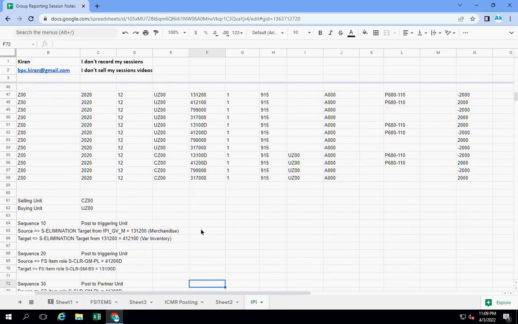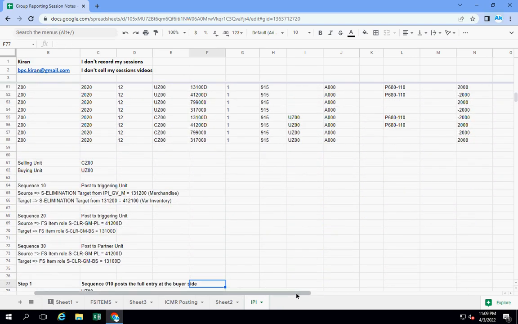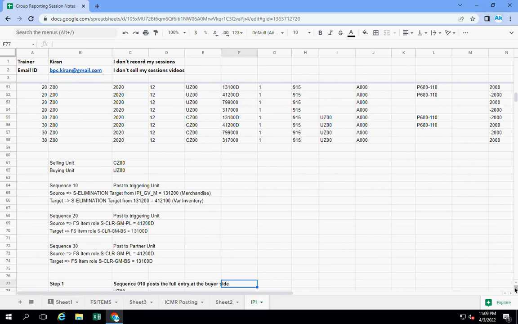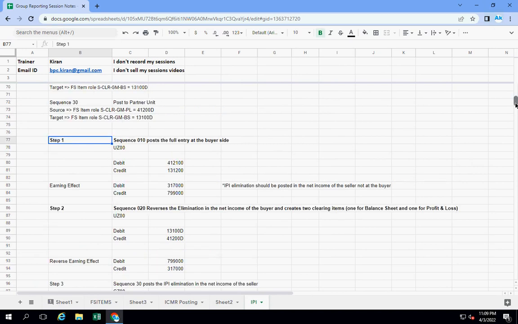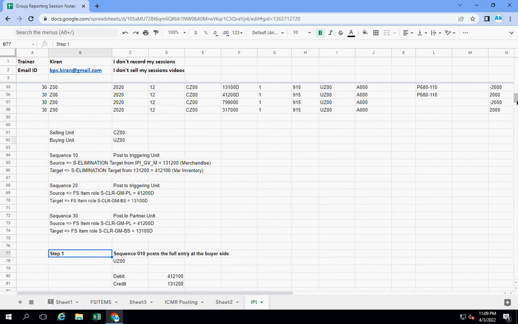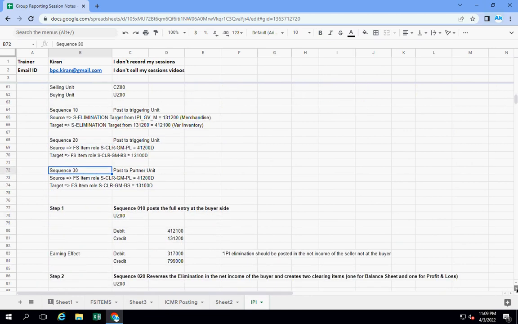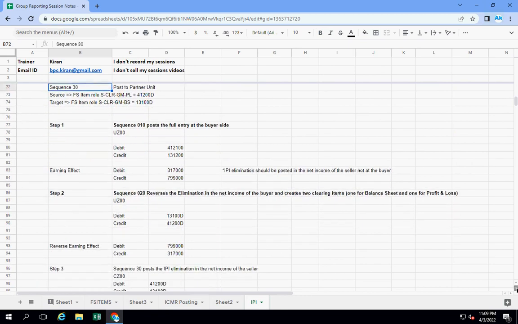So here, what are the entries the system is going to pass? Step 1. We are going to create 3 sequences. I will explain those 3 sequences in the configuration time. So sequence 10, sequence 20, sequence 30. 3 sequences I am going to create, right? Why these 3 sequences are needed, I will explain now.